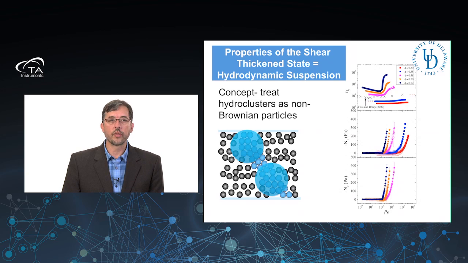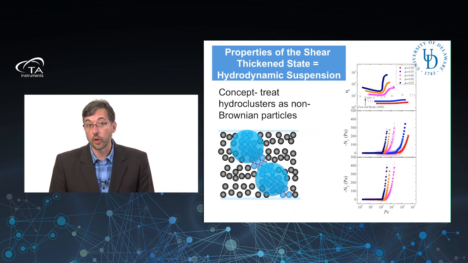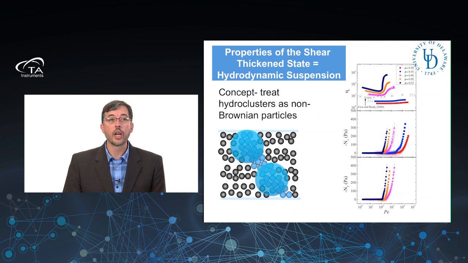And you can see as I increase the volume fraction, I get more shear thickening. This is a colloidal silica suspension like the one we've been looking at. And you get a plateau-like viscosity at high shear rates, or the evidence of that. The next two curves are the first and second normal stress differences.